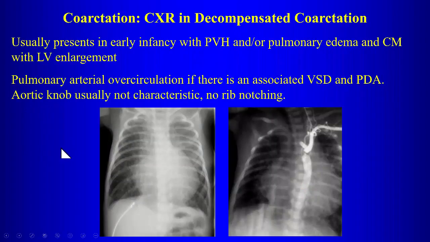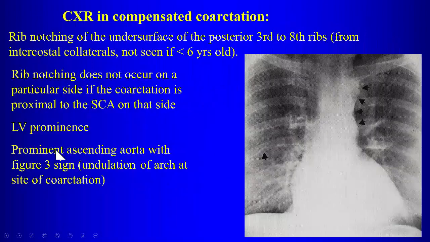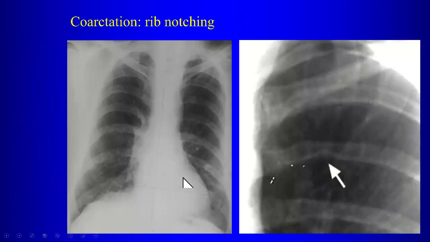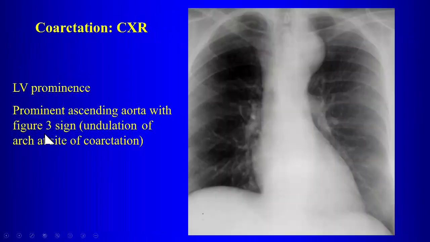if there's an associated VHD and PDA, then the failure can get even worse because of the overload of the left ventricle. So we talk about looking at, in addition to rib notching, the configuration of the aorta, look for that figure 3 sign. If we're thinking about coarctation of the aorta, here's an example of rib notching, right? And here the aorta goes in a little bit. Here's another example of some irregularity there in the contour of the aorta, big left ventricle.